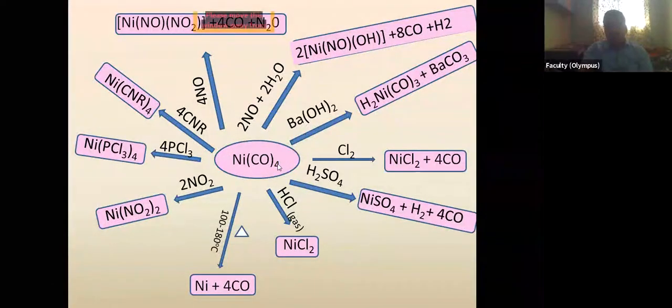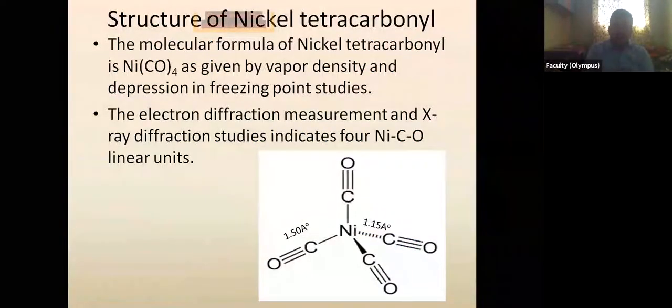Similarly, here also nickel tetracarbonyl reacts with chlorine. The four carbonyls get replaced by Cl2. We get nickel chloride and 4CO. Just like you have to write the sentences, only for remembering you have to remember this one page. So all the properties of nickel tetracarbonyl will be covered in this one. I will provide you the detailed notes. So this is regarding the properties of nickel tetracarbonyl.